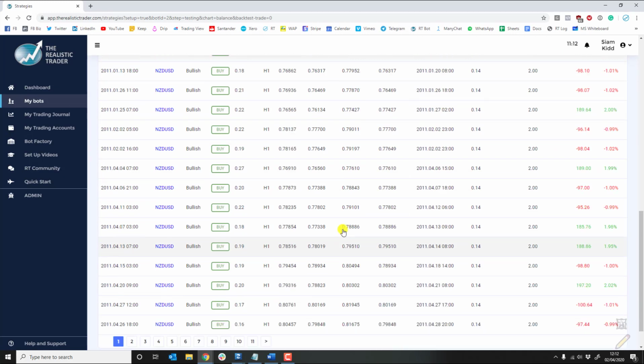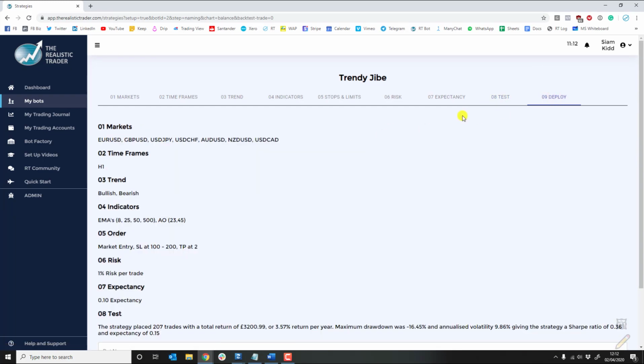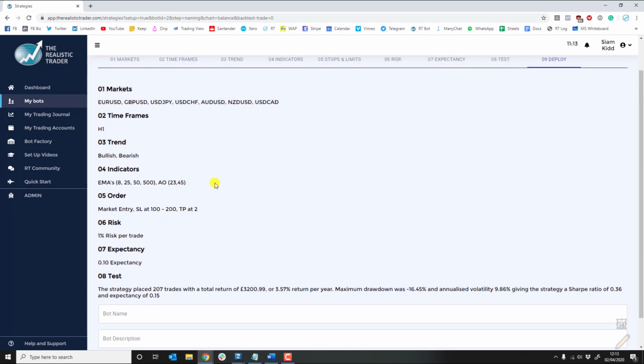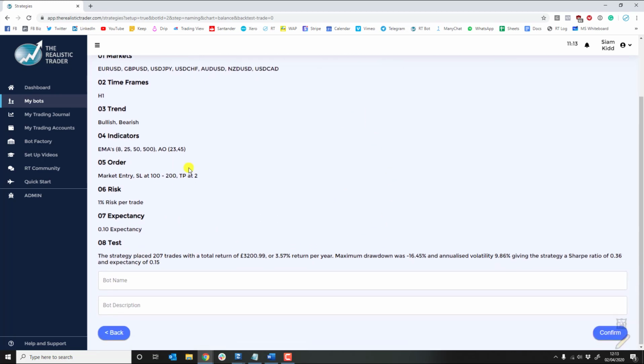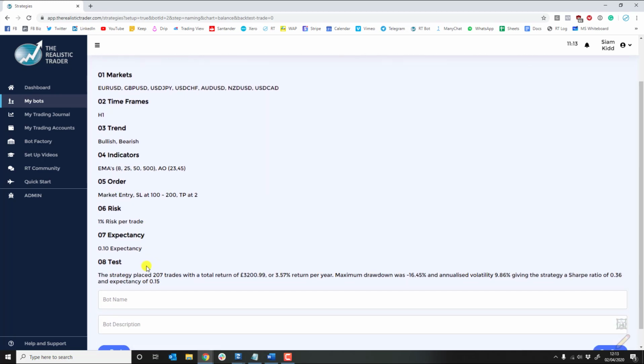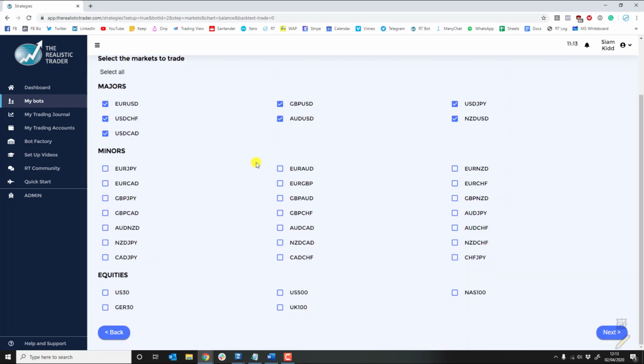Now, obviously, if you like this, then you can press deploy. You can name it, put a description, and then confirm. That bot will then be running, and it will send you Telegram alerts when it sees a trade. However, this is not a good bot. Bad returns. So you can go back to the drawing board.